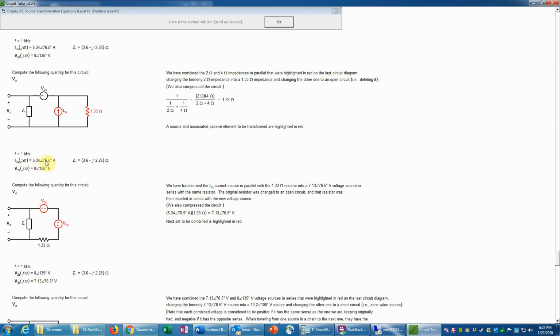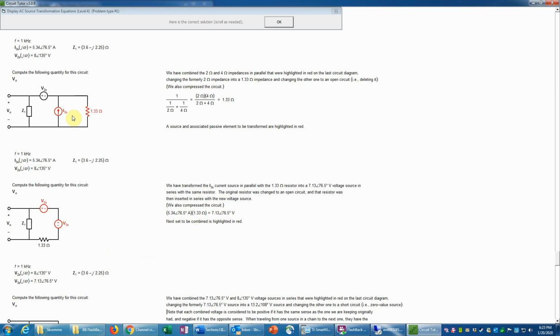That's that 5.34 angle 76.5. Since we're multiplying by a real number, that's quite simple. It just changes the magnitude. Now remember, if this has a phase angle, then we have to add the phase angles. But here the phase angle is 0, so that still has the same phase angle in the product. And this would be done usually on a calculator.